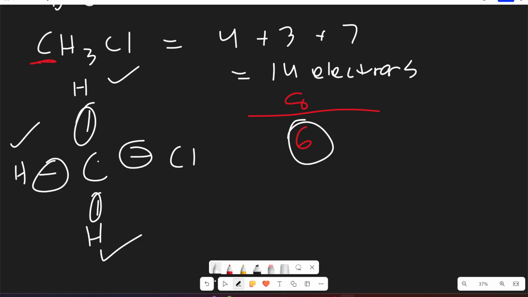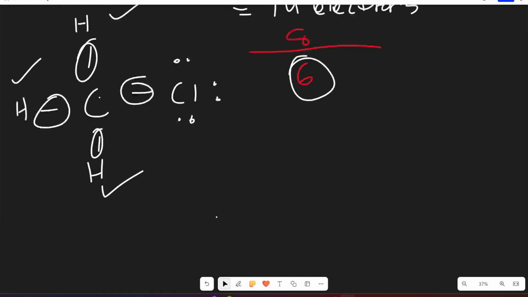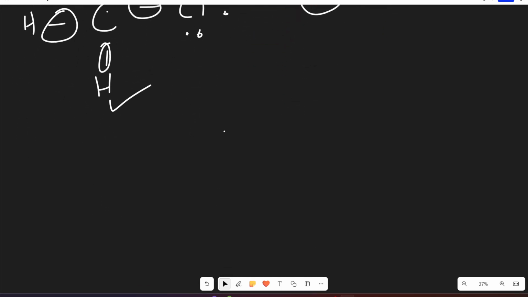Let's see, this carbon has a full octet because it has, again, 2, 4, 6, 8 electrons. It has 8 valence electrons right now, so that's been satisfied by the octet rule. So now these 6 valence electrons are just going to be used as lone pairs around the chlorine. So I'll just draw 1, 2, 3, 4, 5, 6 dots around the chlorine, and then that is the Lewis dot structure for CH3Cl.